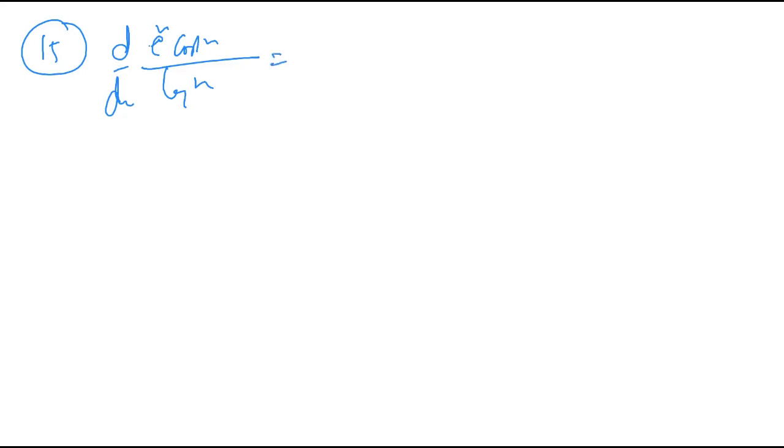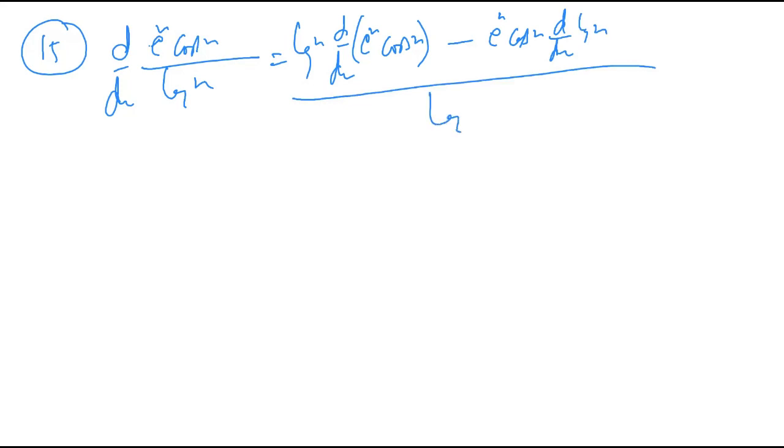The rule says that log x will be as it is, and you have to differentiate d by dx of e raised to power x cos x, whereas there is a sign of negative, you are having e power x cos x, and you have to differentiate log x. In the denominator, there is log x whole square. Log x d by dx of e power x cos x minus e power x cos x d by dx of log x. In the denominator, there is log x whole square.